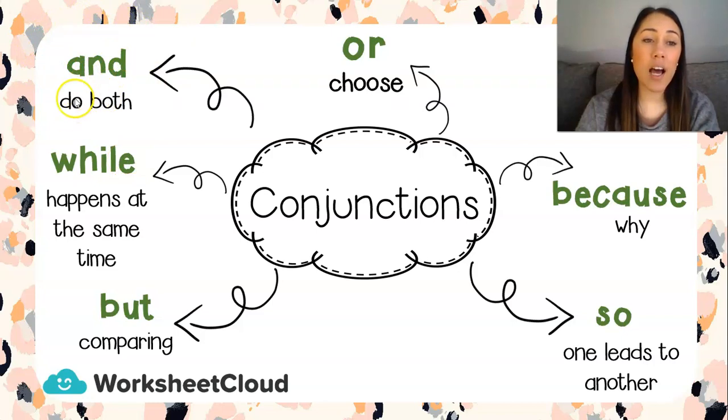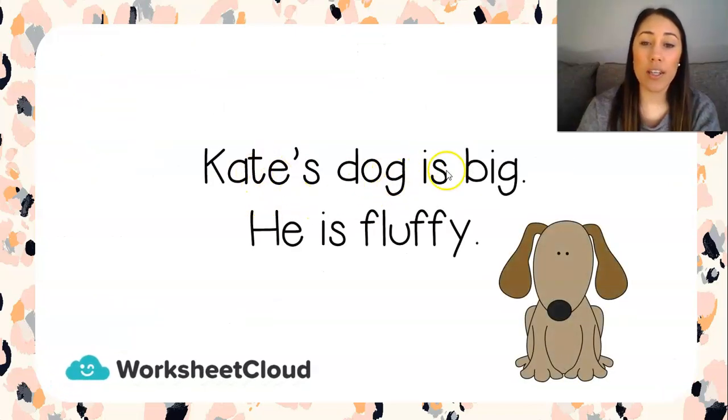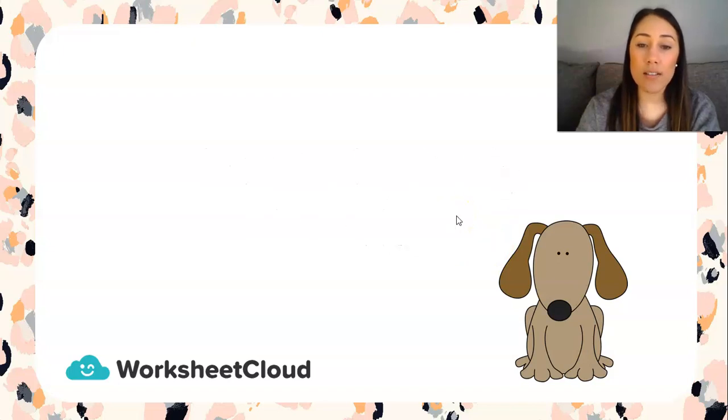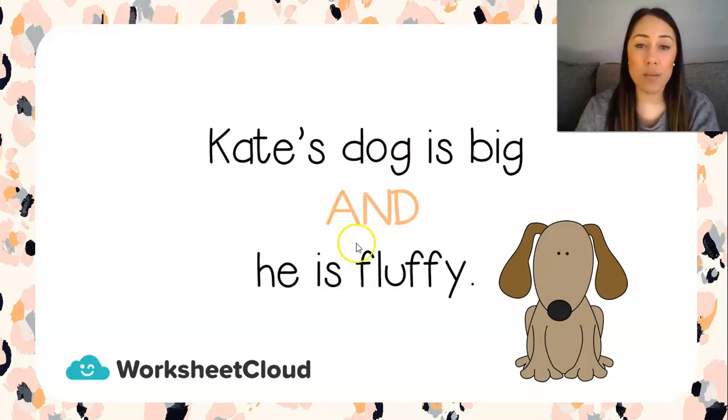"And" tells me that I can do both. I don't have to choose between two things. I can do both of the same things. So let's have a look. Kate's dog is big. He is fluffy. He is both of those things. He is big and he is fluffy. So he is both of those things at the same time. So I can join it by putting "and" in the middle. Kate's dog is big and he is fluffy.